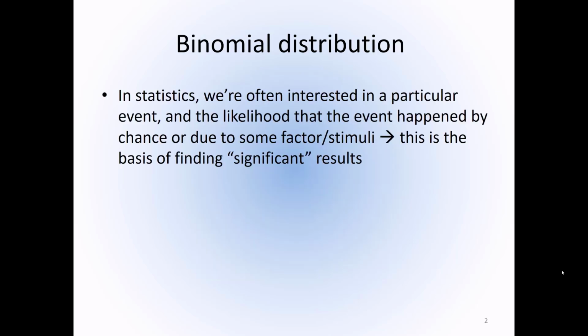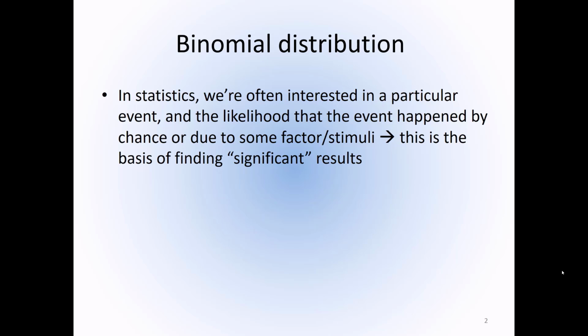In statistics, oftentimes we're interested in the likelihood that some type of event is going to happen. And we talked about this in the probability lecture previous to this. If you haven't watched that yet, please go ahead and do so. Oftentimes in statistics, we're interested if that event is going to occur by random chance or if there's some type of factor that's driving the patterns that we're observing. And this is really the basis of statistical significance, which we're going to delve into as we start talking about these distributions.